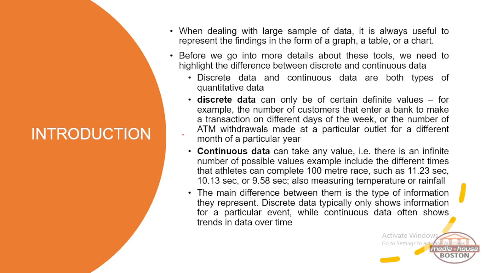So you only get to be certain of definite value, but in terms of continuous data, it can take any value. So continuous data get to change often, but discrete data, it just only has to be certain about a specific thing. For example, the number of customers that enter the bank to make a transaction on different days of a week, or the number of ATM withdrawals made at a particular outlet for different months or a particular year.